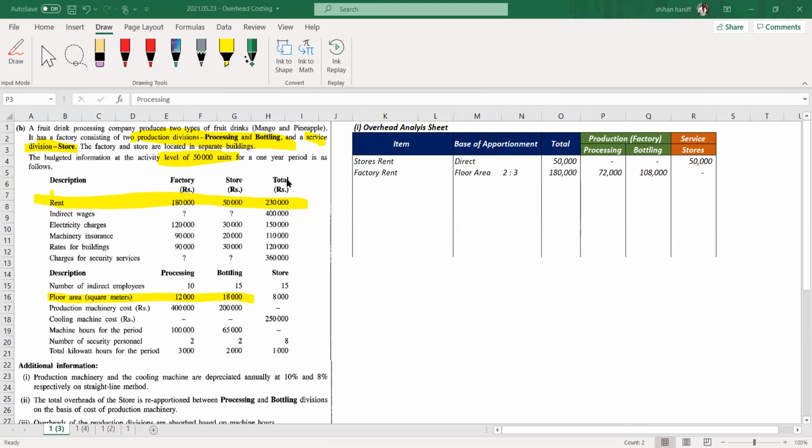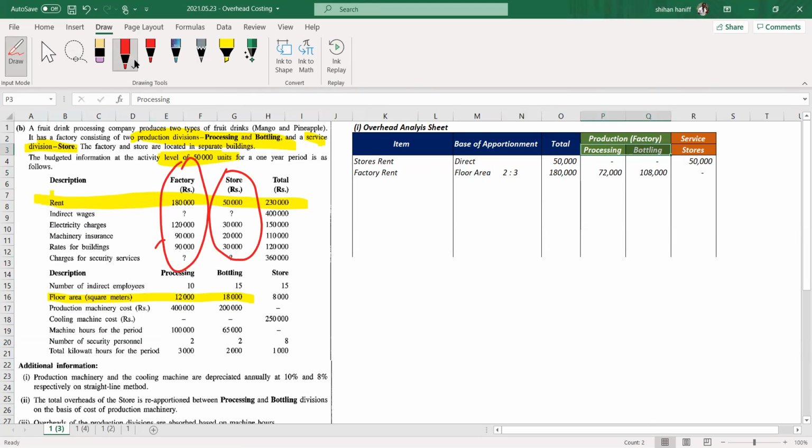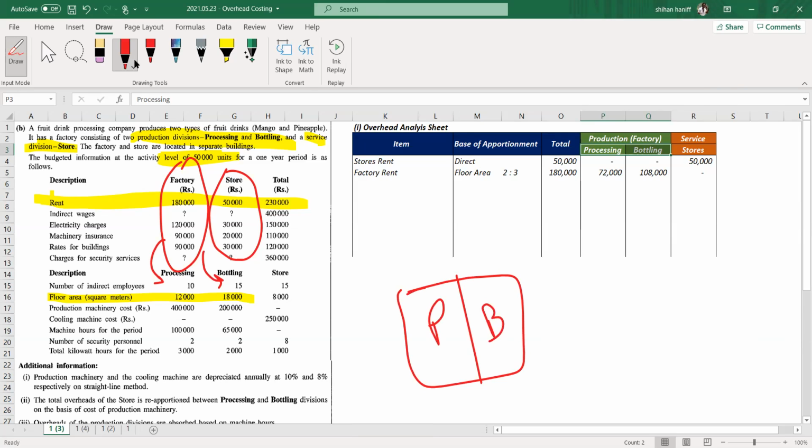The stores department is a separate unit. But in the factory we have a processing department and a bottling department. So any cost in the factory, like the 108,000 rent, is for the factory, which has two departments: processing and bottling. For the factory building, you are paying 180,000.